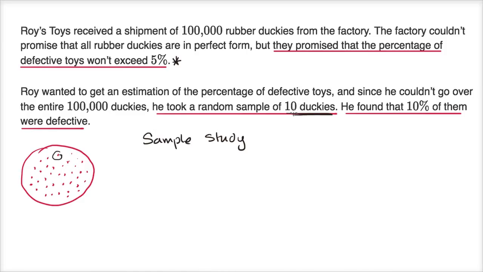In future videos, we'll talk about how you can estimate the probability, or how you can figure out whether your sample seems sufficient. But for what Roy did, I don't think 10 duckies is enough. If he sampled maybe 100 duckies or more than that, and he found that 10% of them were defective, well, that seems less likely to happen just purely due to chance. Let's do a few more of these. And actually, I'll do those in the next videos.